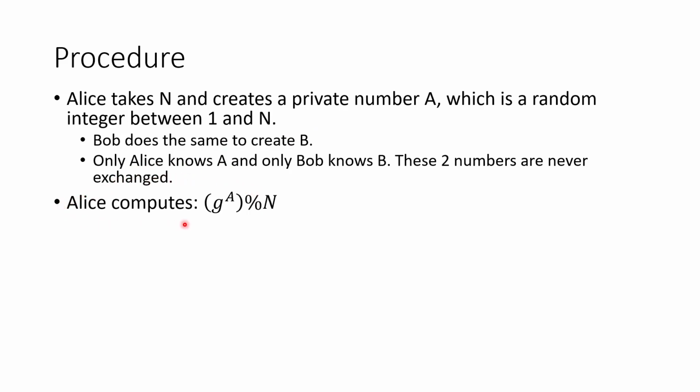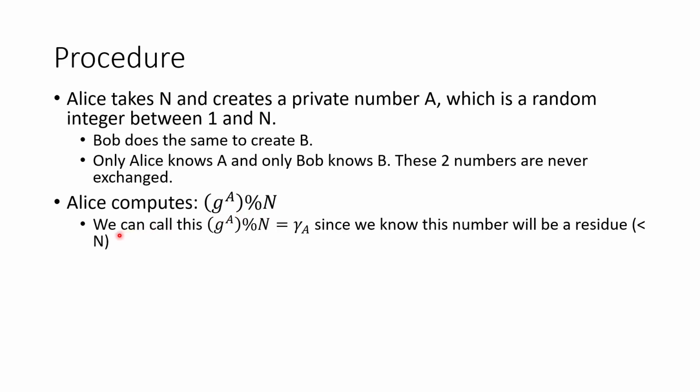So then Alice computes the following quantity. She takes g, which is known to both, raises it to the power of a, her private number, and then mod n. So we can call this quantity, the same quantity, I'll just go ahead and call it gamma of a, since we know this number will be some form of residue.